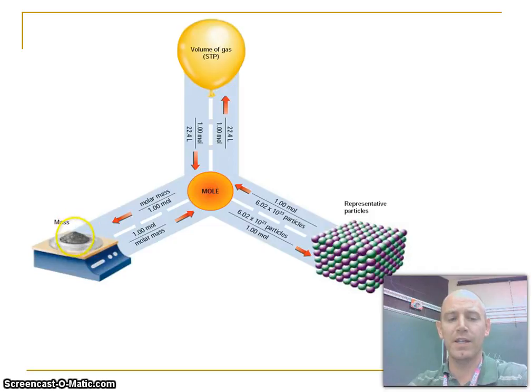And again, we can see that there are conversion factors in between. To get from mass to mole, it's molar mass, which we calculate from the periodic table. To get from mole to volume of gas at STP, it's molar volume, 22.4. And to get from mole to representative particle, which is an atom or a molecule or a formula unit or something like that, we use Avogadro's number, 6.02 times 10 to the 23rd.